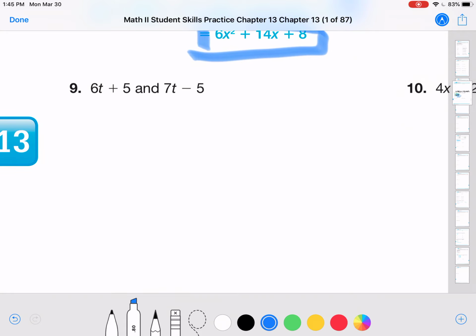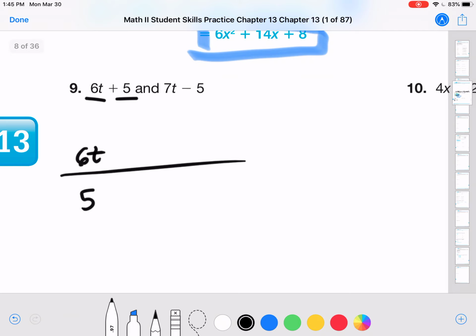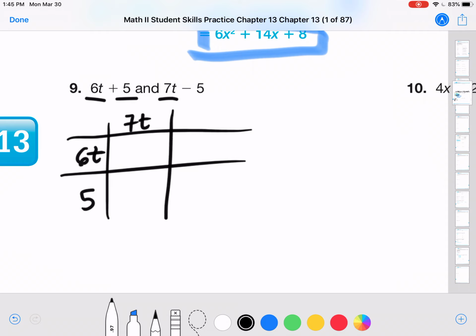Okay, so I'm going to start off by using the box method. For the box method, you want to start off by putting your first polynomial. I'm going to put 6t. You could put plus 5, or you could just put 5. I'm actually just going to put 5, but some people put the plus. All right, and then on the top, I'm going to put the next term, which is 7t. And then in the next one, I'm going to put minus 5.